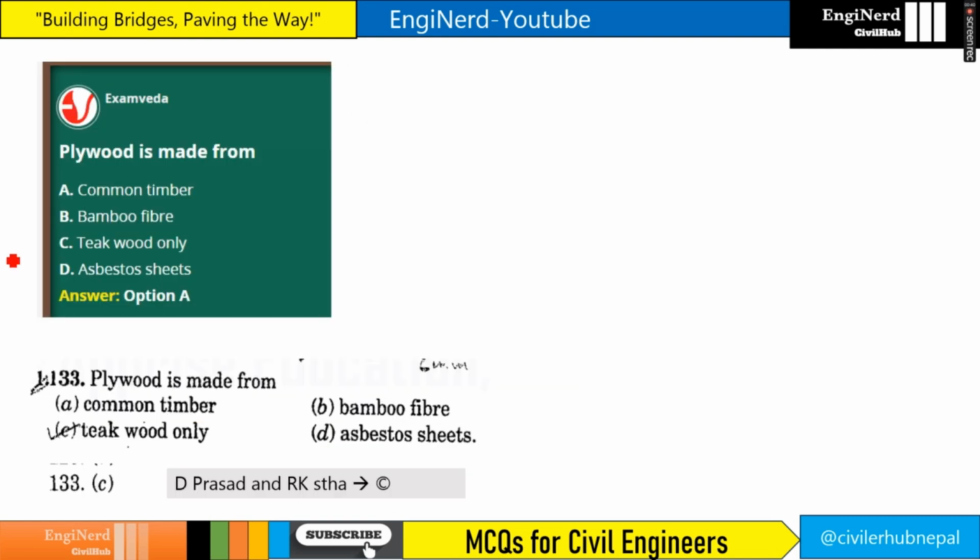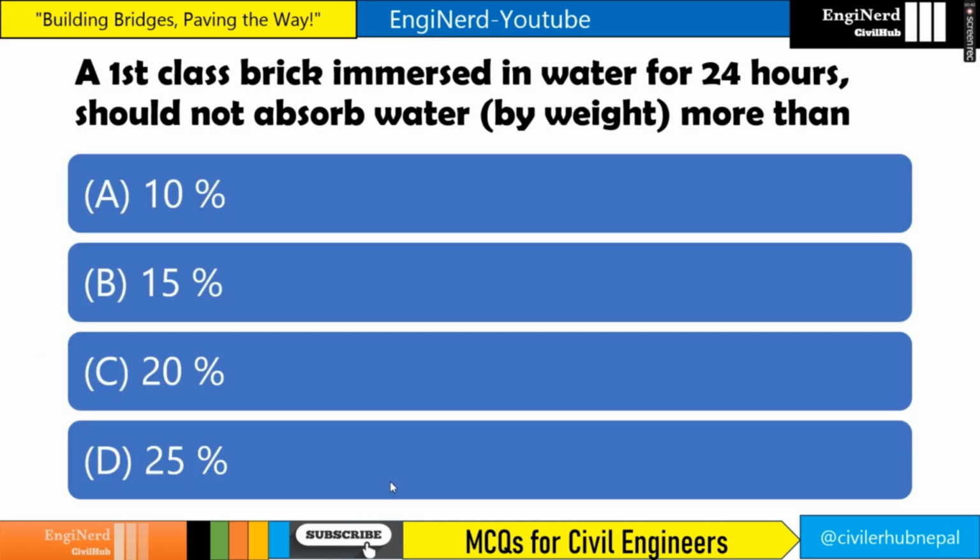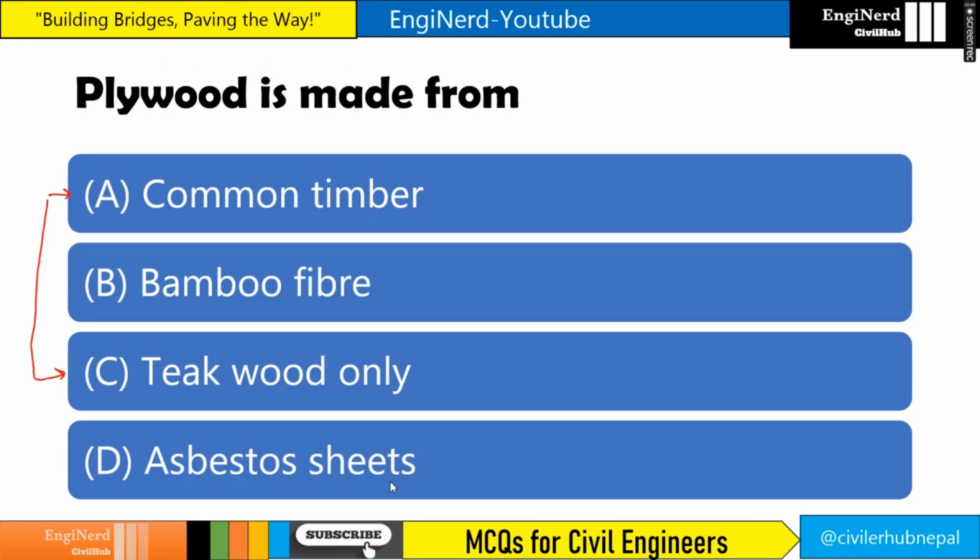But if you see in the exam beta, the online site, plywood is made from common timber is given. And if you see in the book of Agor, it is given as plywood is made from teak wood only. And the Nepali book D. Prasad and R.K. Shrestha also gives the answer as teak wood only. So you decide what you need to take. Either you need to take teak wood only or common timber. So since our Nepali book have given the answer as teak wood only, better choose teak wood only for the examination.